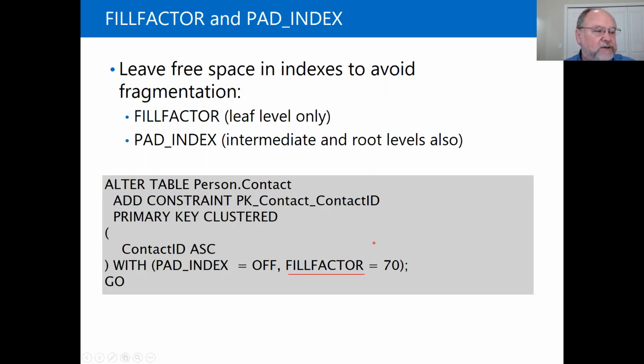So I can, when I first create the index, like in this case, I'm altering the table, adding a primary key constraint, which creates a clustered index. And I'm just simply saying with fill factor equals 70. Don't worry about pad index. We'll come back to that in a minute. That means each of my pages are 70% full. Now, it doesn't maintain that. As it goes throughout the day, those pages are going to get more and more full as you insert more data.